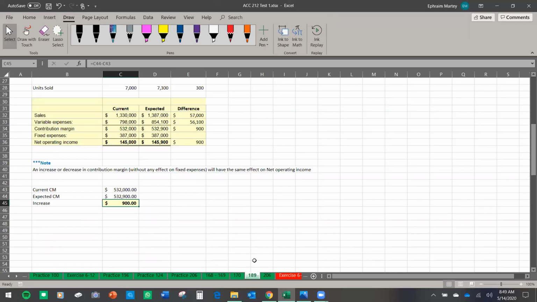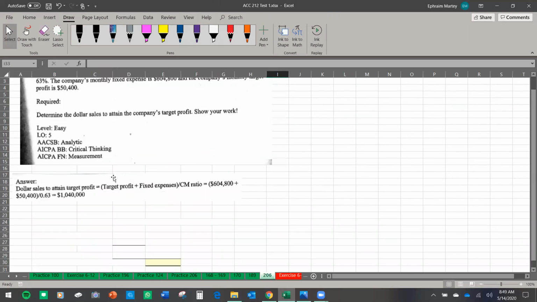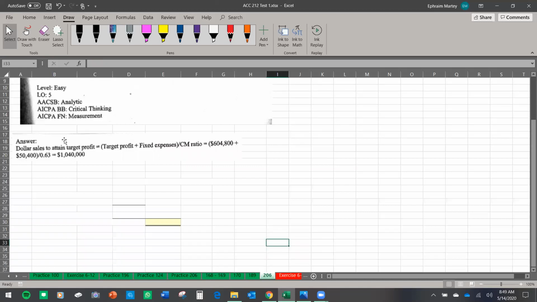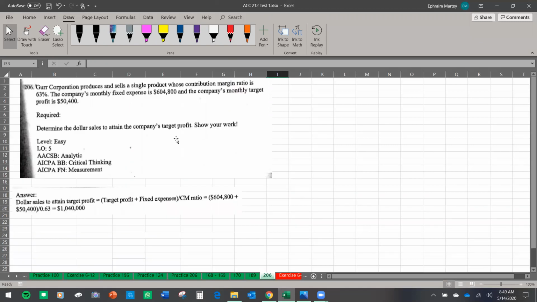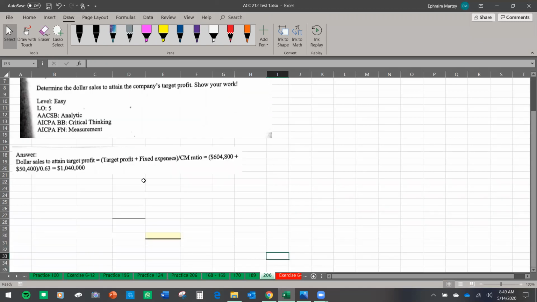So let's move on to the last but one. Yay, we are almost done. So last but one, what is happening here? We need to find the target profit again. Now our break-even point should be 0. If our break-even point should be 0, our target profit, what would that be?